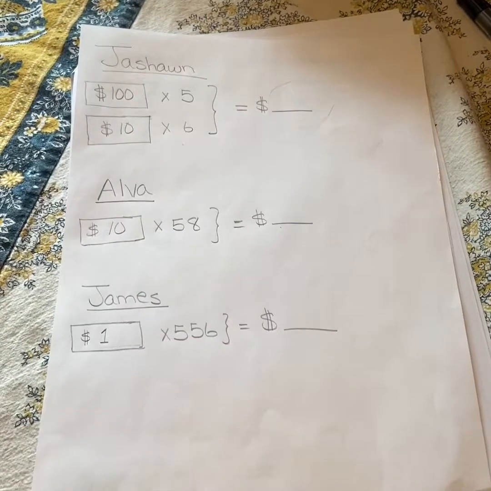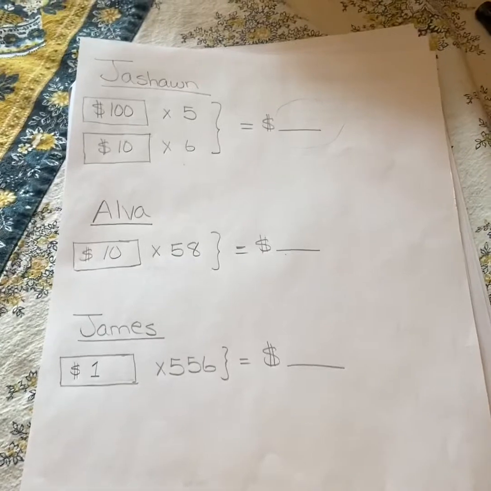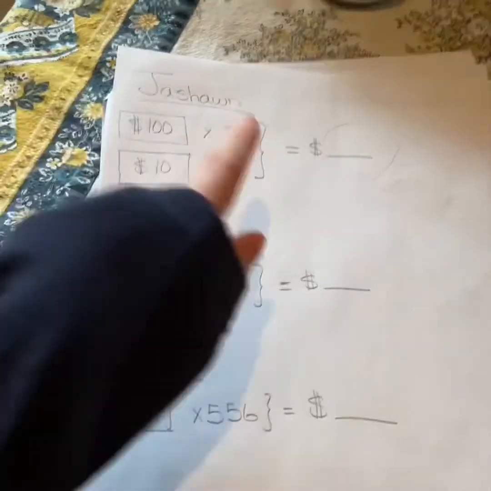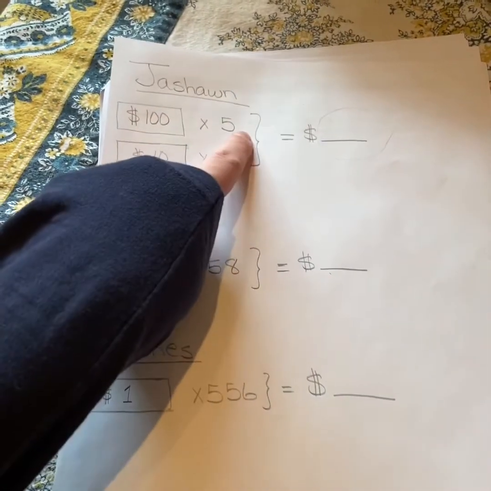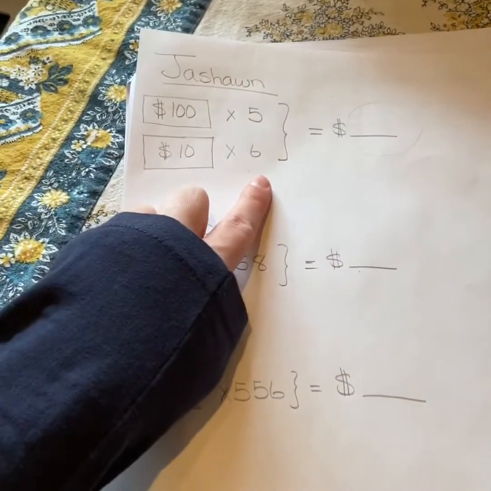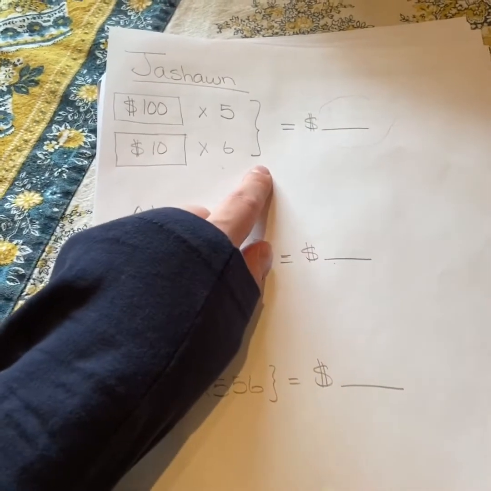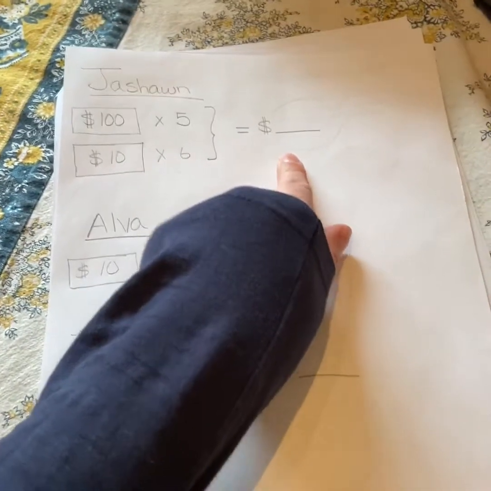And I created this little drawing to help you guys figure out the quantities in units. So first it said that Jayshawn had 5 $100 bills. So that's 100 times 5. He also had 6 $10 bills. So that's 10 times 6. So I want you guys to figure out how much Jayshawn had total.